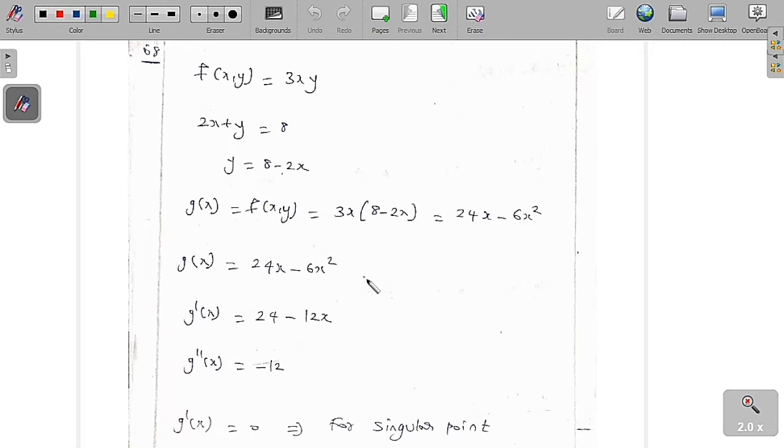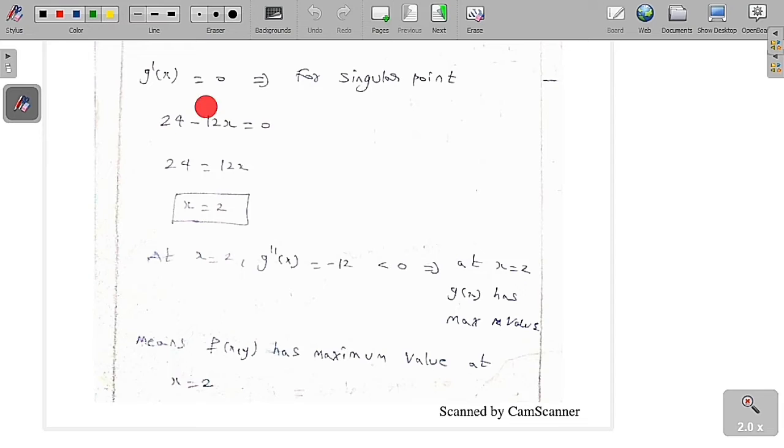Now I want to find at what value of x this function gets a maximum value. We can easily find this with the help of differentiation. The first derivative of g of x is 24 minus 12x, and the second derivative of g of x is minus 12. To find the stationary point or the singular point, you have to equate the first derivative to 0. So g dash of x is equal to 24 minus 12x is equal to 0. So 24 is equal to 12x, so x is equal to 2, since 24 by 12 is nothing but 2.